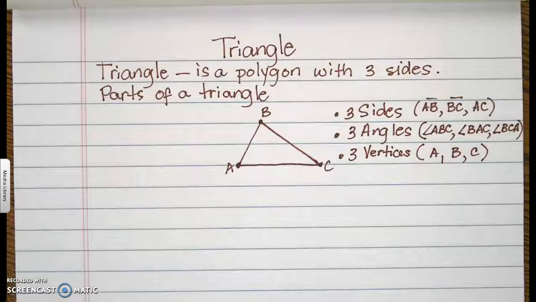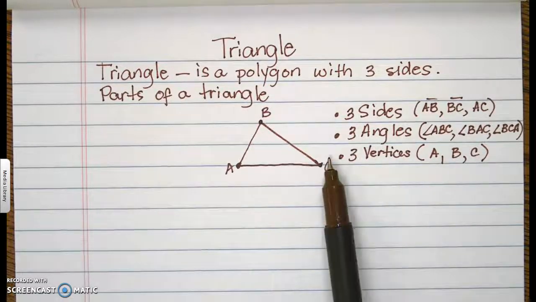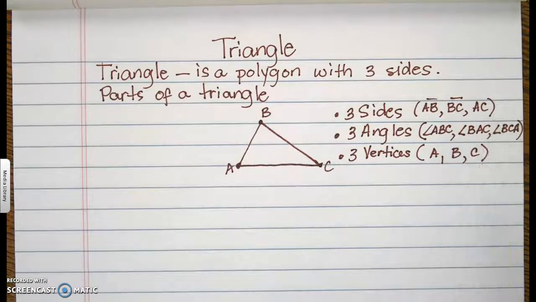Our topic for today is triangle. A triangle is a polygon with three sides. Parts of a triangle. In this example, triangle ABC has three sides, three angles, and three vertices. The three sides are sides AB, side BC, and side AC.